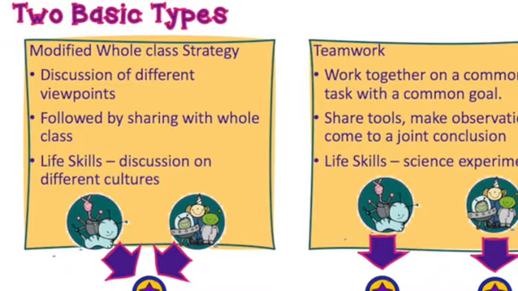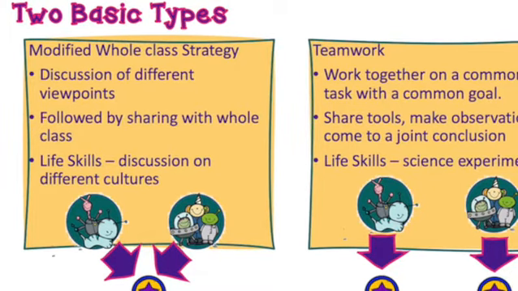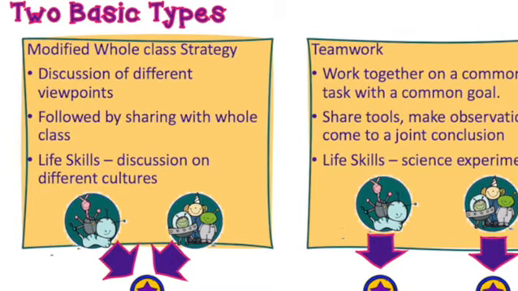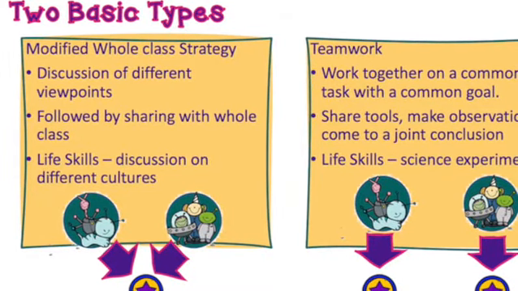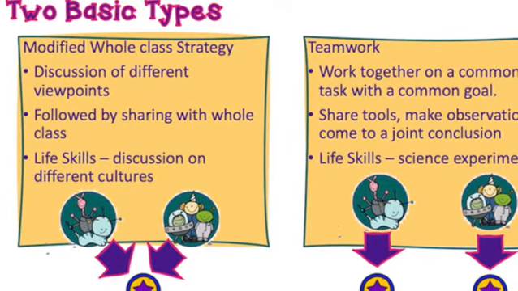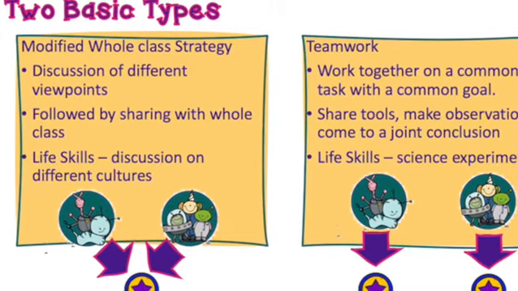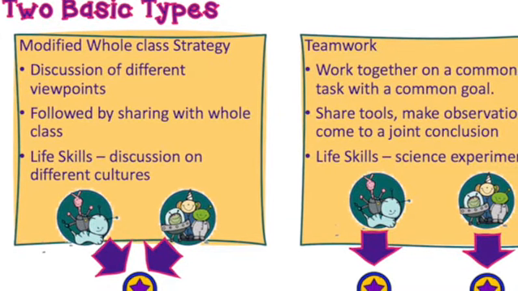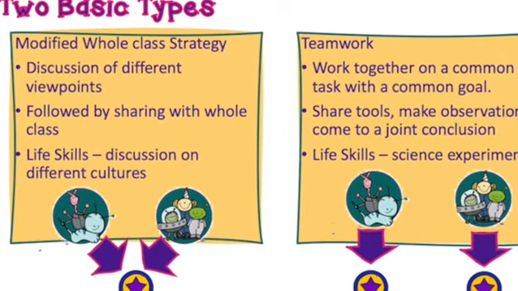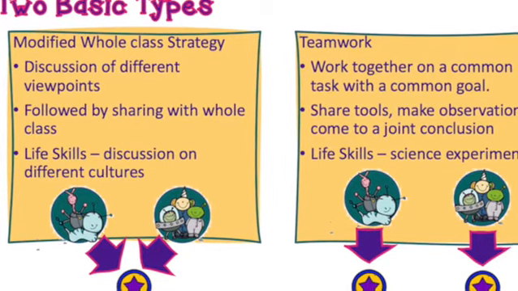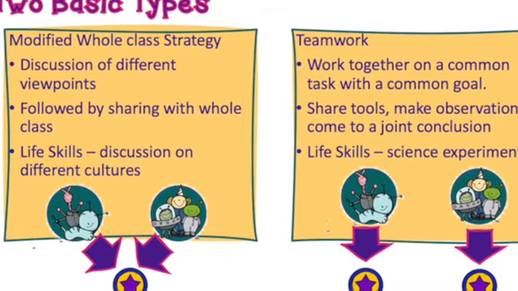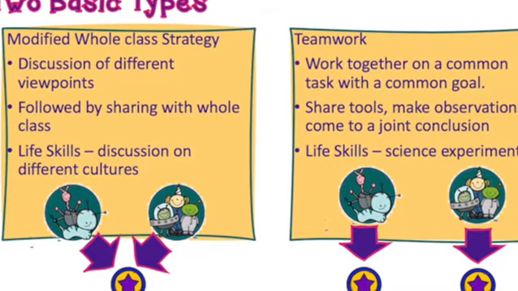The first is a direct modification of the whole class discussion strategy. The main difference here is that the discussion takes place in small groups. This approach to group work is used in the same general way that you might use a whole class discussion. Typically, this will fit the curriculum areas where discussions about different points of view will actually assist learners in developing a deeper understanding. For example, a life skills lesson where the teacher might want the children to explore the different ways that their religions celebrate their New Year's.